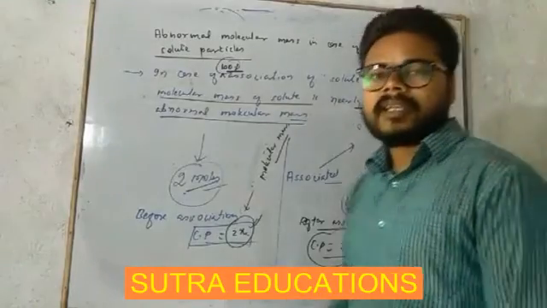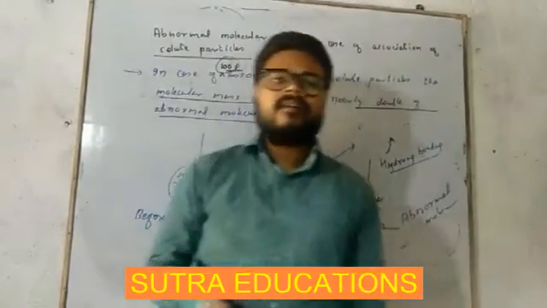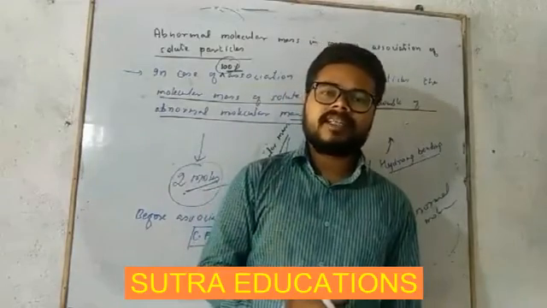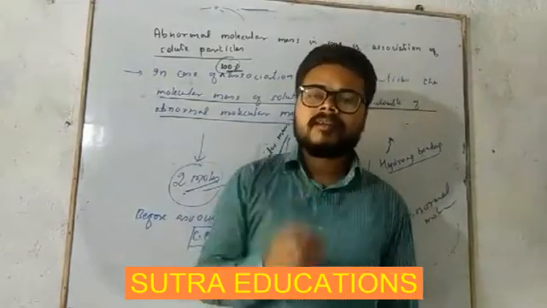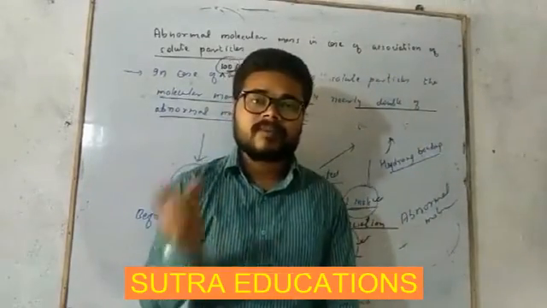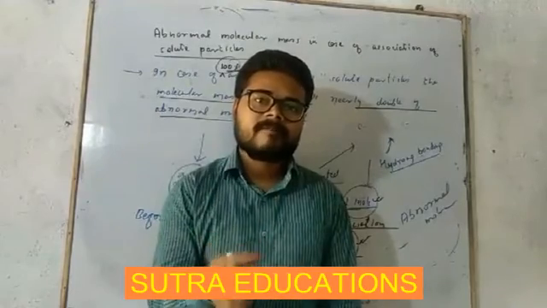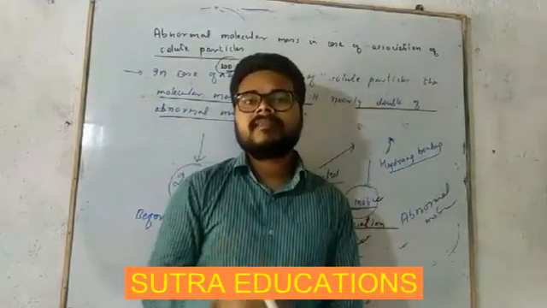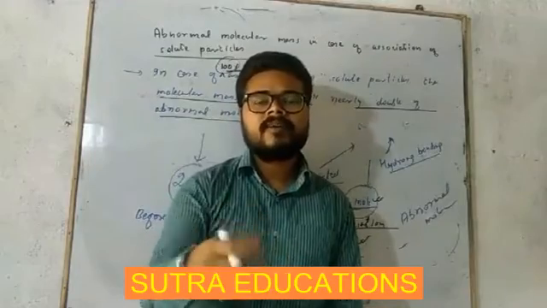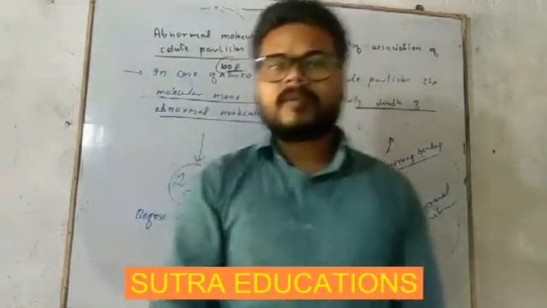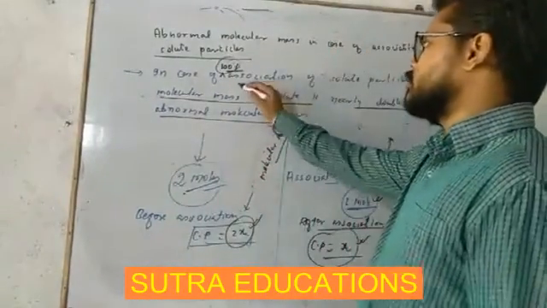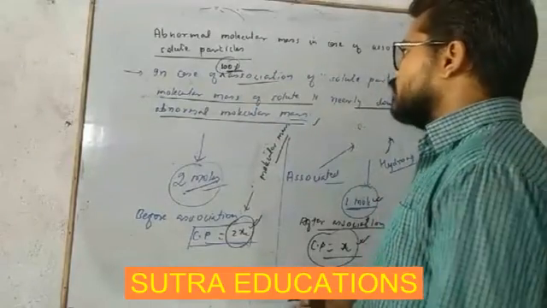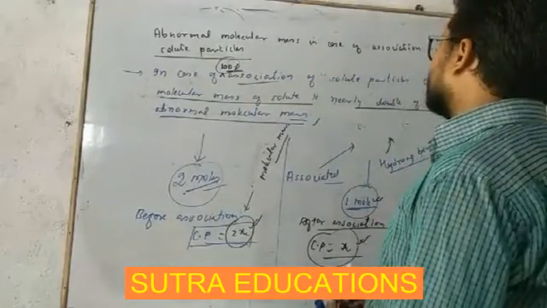Getting this? In case of association less than 100%, the observed abnormal molecular mass will be less than molecular mass. But this time we can't say that molecular mass is nearly double of the abnormal molecular mass, because 100% association is not taking place in this case.